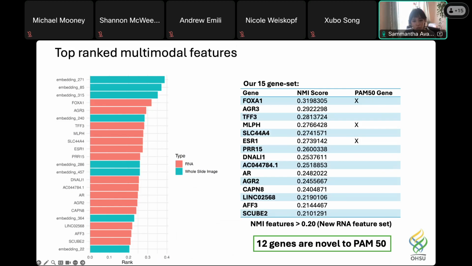And so to validate if these top ranked genetic features are truly informative of basal and luminal classification, we filtered our initial RNA input to just these 15 genes, as well as filtered our imaging data input to just the top 8 ranked features and reran our multimodal model.